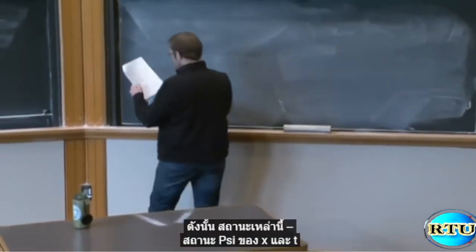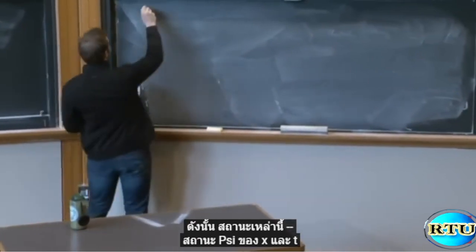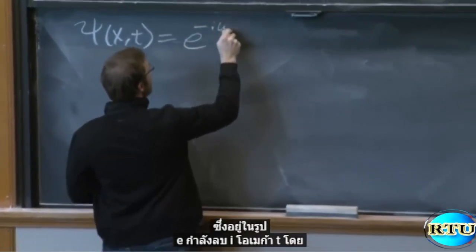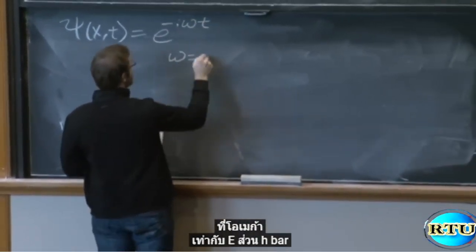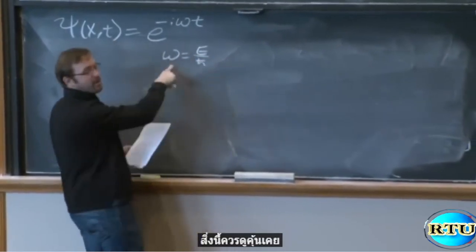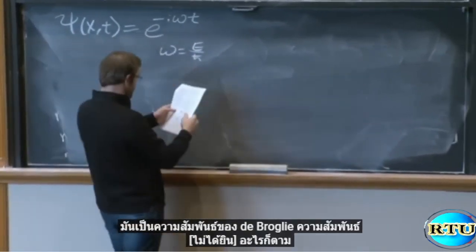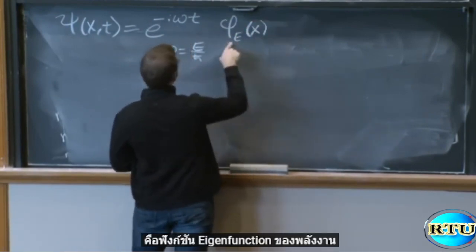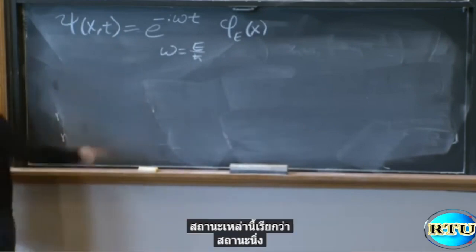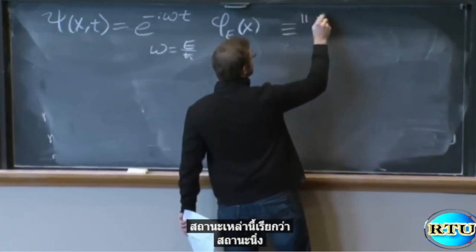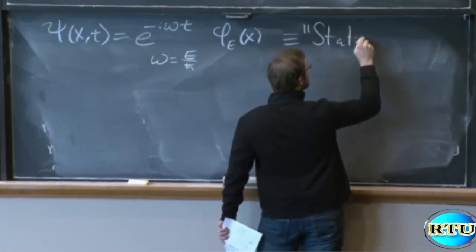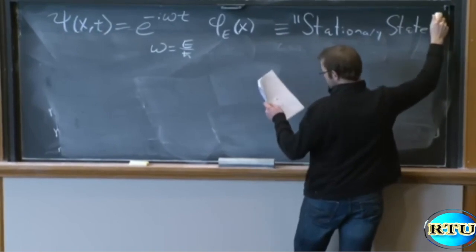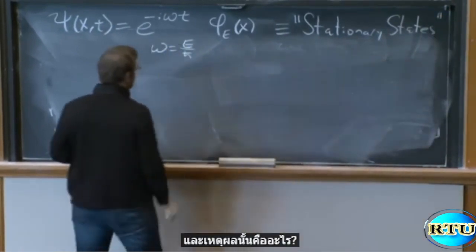Okay. So these states, a state psi of x and t, which is of the form e to the minus i omega t, where omega is equal to E over h bar. This should look familiar. It's the de Broglie relation, times some phi E of x, where this is an energy eigenfunction. These states are called stationary states. And what's the reason for that? Why are they called stationary states?